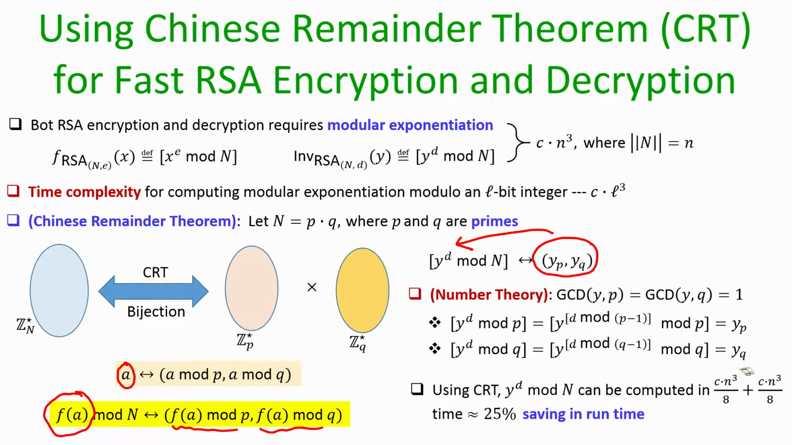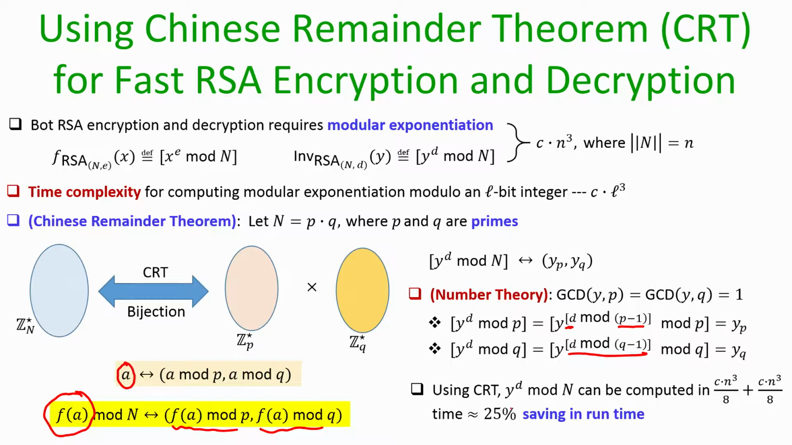Now, let us try to analyze how fast it is to compute y sub p and y sub q. Before going into that, let me tell you that since d is known to the receiver who is going to run the decryption algorithm, and p minus 1 is also known to the receiver, because it knows the factors p and q, d modulo p minus 1 can be pre-computed by the receiver and stored once and for all. The same holds for d modulo q minus 1 as well.